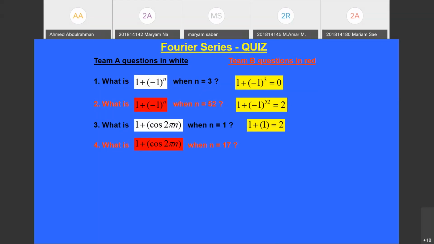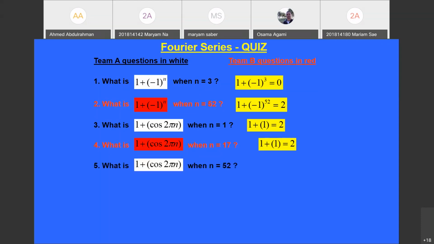What is the value of 1 plus cosine 2nπ when n equals 17? 2. Why is it 2? 17 multiplied by 2, you will have the same number of periods, right? Yes. Try to check it. Yes, excellent.